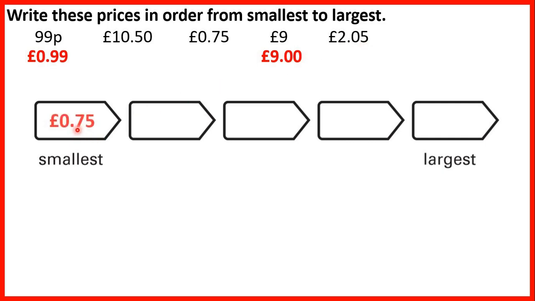So our smallest price is £0.75, and then we have 99 pence, because that's the same as £0.99. Next we have £2.05, then £9, and our largest price is £10.50, because if the number of pounds is larger, it doesn't matter how many pence we have, the total amount will be larger if the number of pounds is larger.